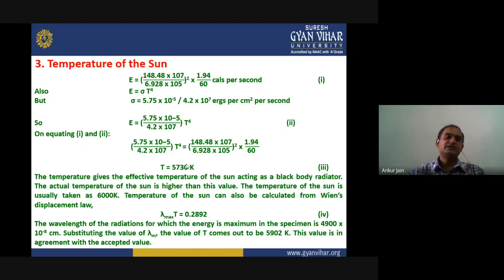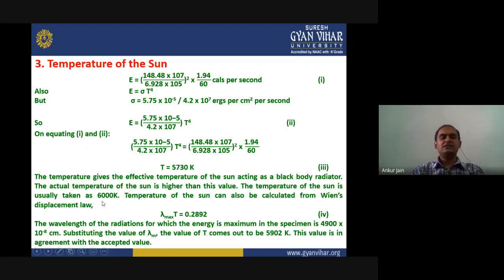The actual temperature of sun is higher than this value, but this is just an approximation of the effective temperature of the sun acting as a black body radiator. There should be some other factors also, but this is quite close if we take into consideration 6000 Kelvin.